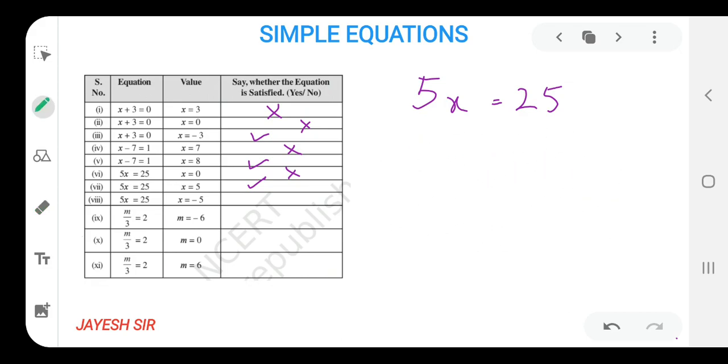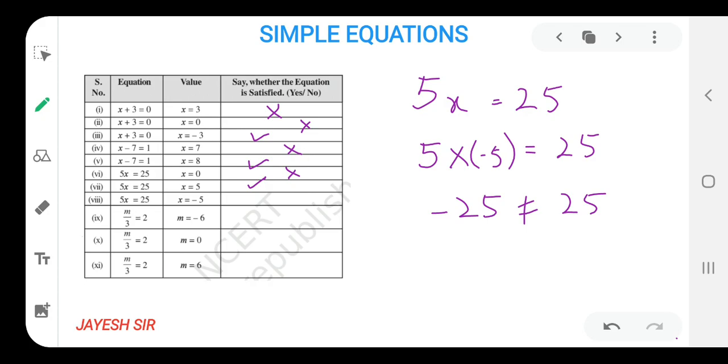The same equation is there, that is 5x equals 25. We have to put the value of x as minus 5. So I am putting the value of x as minus 5. Here, 5 into minus 5 will result in minus 25, which is not equal to 25. That means x equals minus 5 is not suitable and does not give the correct answer. So the equation cannot be formed by this.